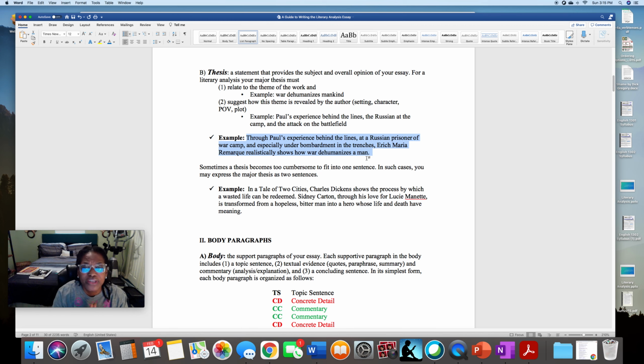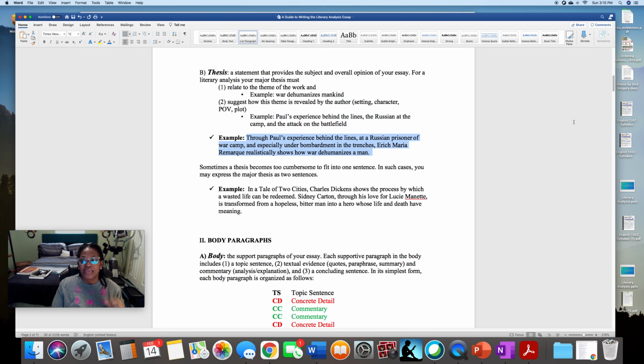So if you look at each of these different ideas that this writer has, he puts them all together and meshes them together in order to form a thesis statement. All right.